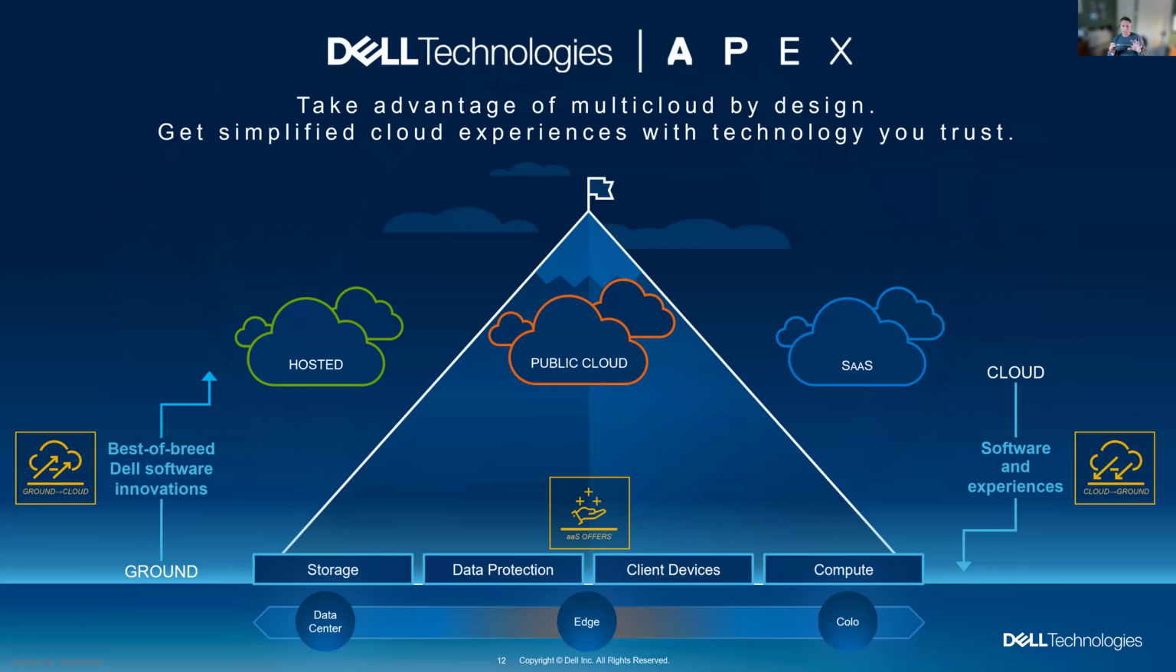This is a high-level slide, but on the left side we have a term we call ground to cloud. What that means is we're taking the best of breed of what we do and putting it in the hyperscaler to give you that experience if you're operating in the hyperscaler. And then we have cloud to ground, which brings that same experience you have in the hyperscaler to on-prem or in a colo.